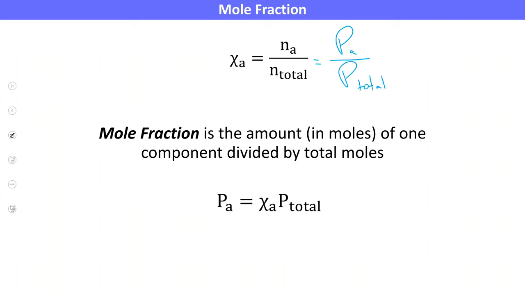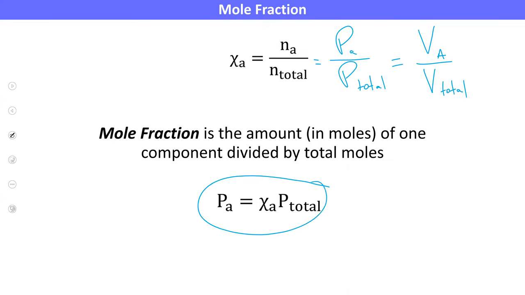Or if we were at constant pressure and we were looking at volumes, volume of A divided by volume total, because both volume and pressure are directly proportional to moles. The most common way we see this used is the same way that we did it a few slides ago when we found out how many moles of nitrogen we had based on the percentage. That's basically just doing this.